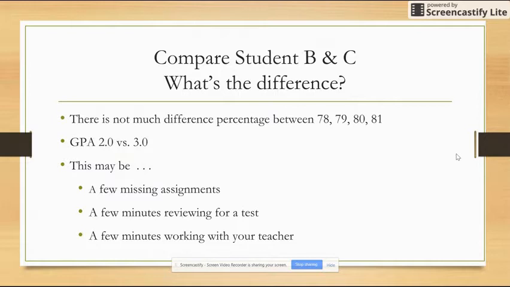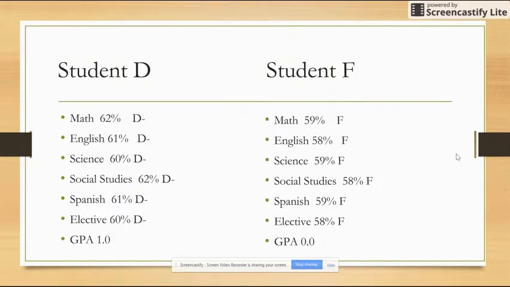Next, let's take a look at student D and student F. Student D has mostly between 60 and 62% in all of their classes. The grades are all Ds, so the GPA is 1.0. Student F has mostly 58 and 59%. Unfortunately, since the grades are all Fs, the GPA is 0.